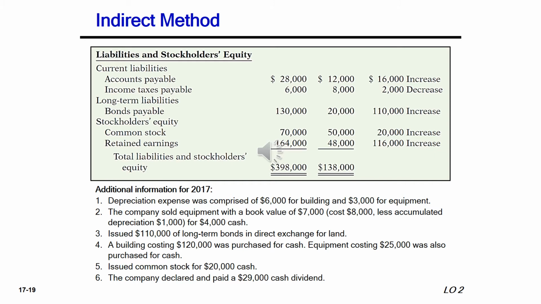Number 3, they issued 110,000 of long-term bonds in direct exchange for land. Number 4, a building costing 120,000 was purchased for cash. Equipment costing 25,000 was also purchased for cash. Number 5, issued common stock for 20,000 cash. And finally, number 6, the company declared and paid a 29,000 cash dividend.